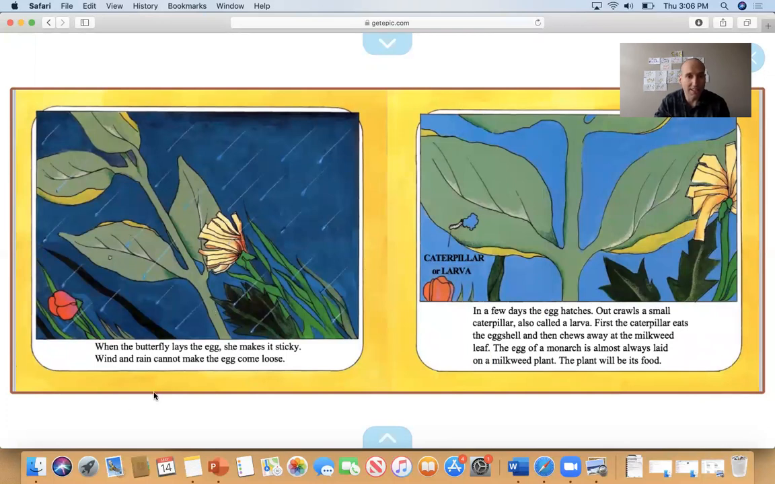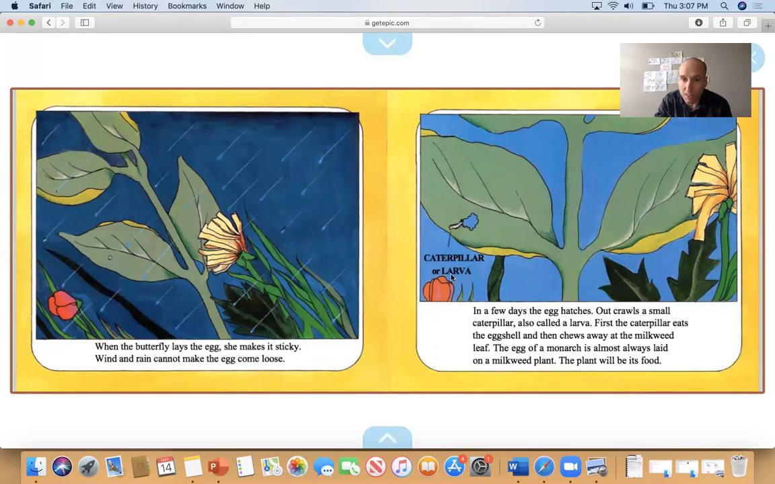When the butterfly lays the egg, she makes it sticky. Wind and rain cannot make the egg come loose. In a few days, the egg hatches. Out crawls a small caterpillar, also called a larva. Find the caterpillar first. The caterpillar eats the eggshell and then chews away at the milkweed leaf. The eggs of a monarch is almost always laid on a milkweed plant. The plant will be its food.